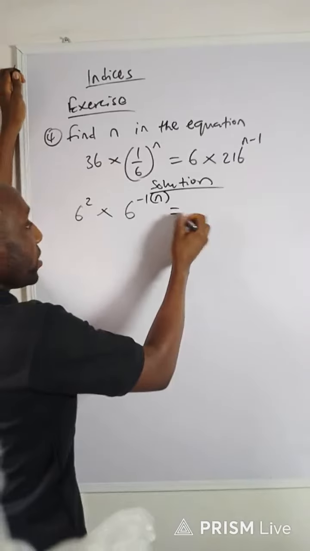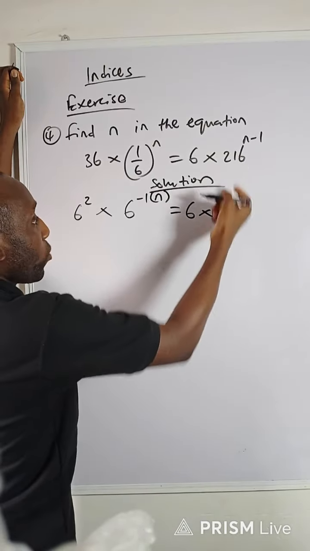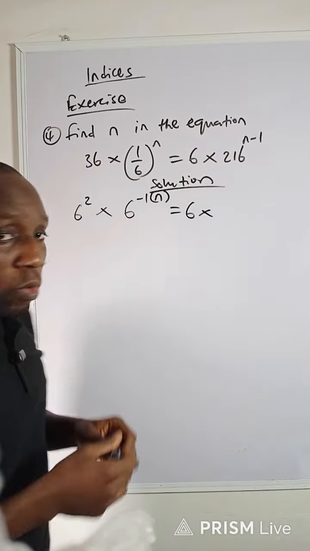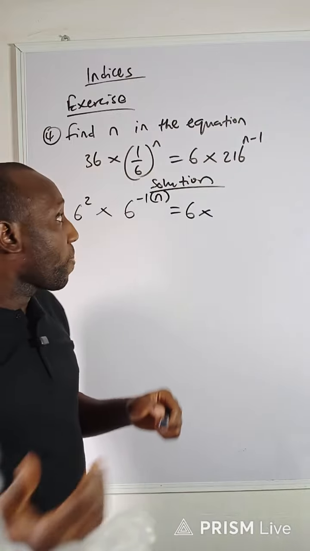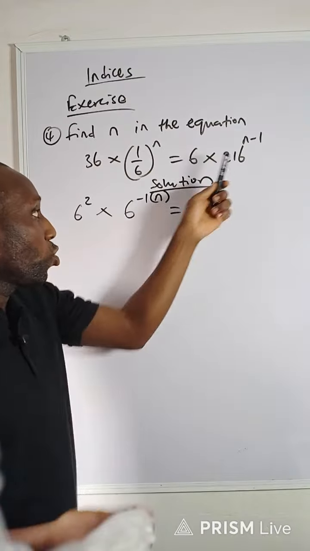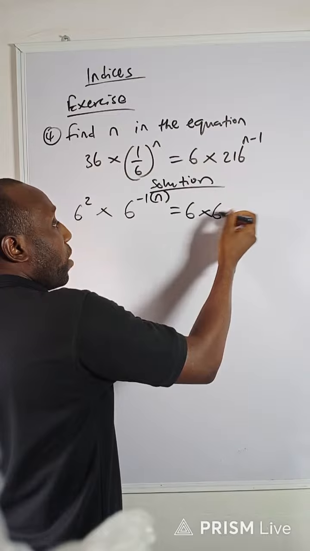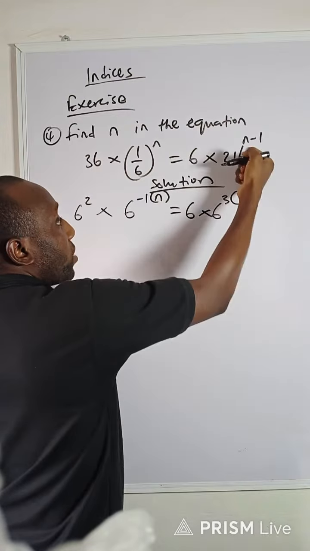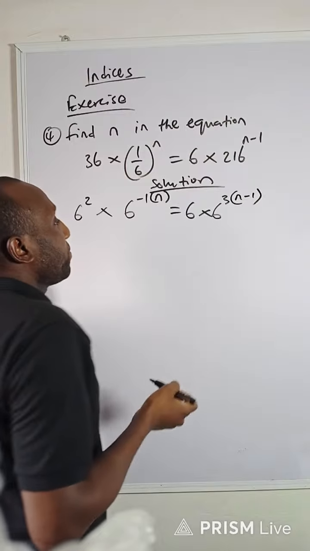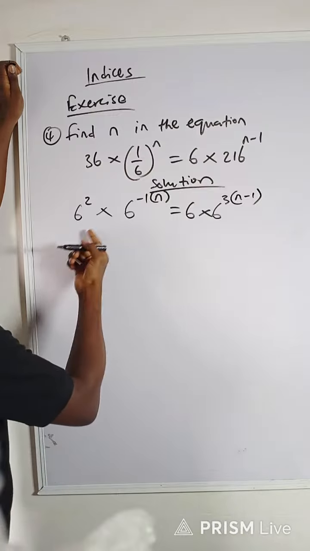Are you seeing it? This is equal to 6 times, what about 216? 6 times 6 is 36. Times 6 again is what? 216. So this is 6 to the power of 3. Then bracket what? N minus 1. Are you with me? All right, well, we are making progress with this.